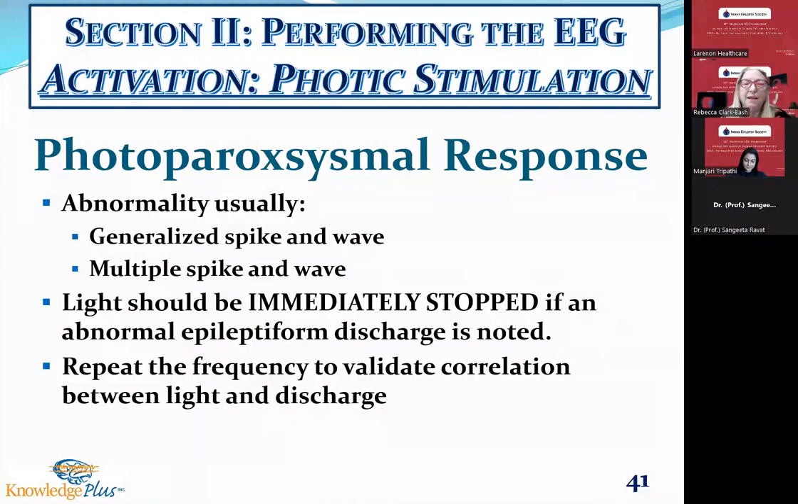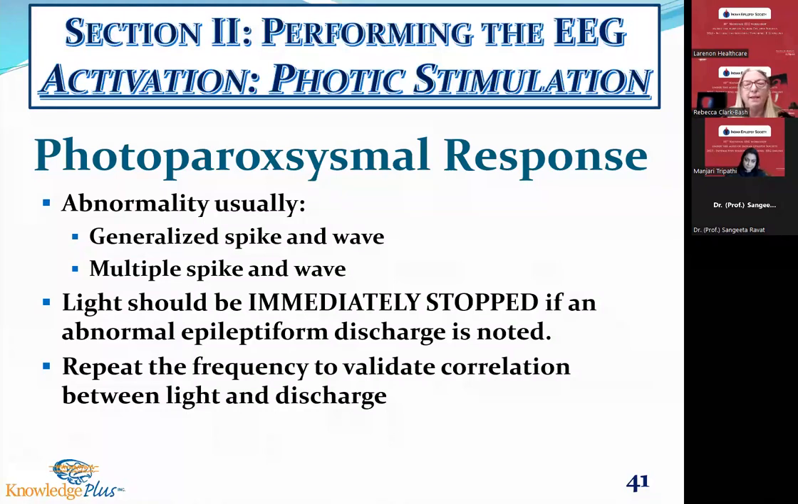Photoparoxysmal response. So photoparoxysmal response used to be called photoconvulsive response. And the reason they got away from that term is photoconvulsive kind of indicates they're having a convulsion, but that isn't necessarily the case. So the abnormality usually is generalized spike and wave or multi spike and wave. Now, if you see that evolving in your EEG, the light should immediately be stopped because you don't want them to go into a clinical seizure.